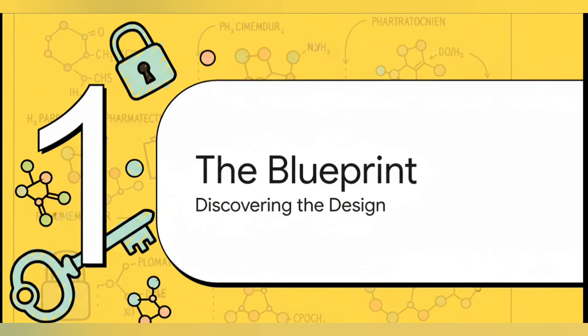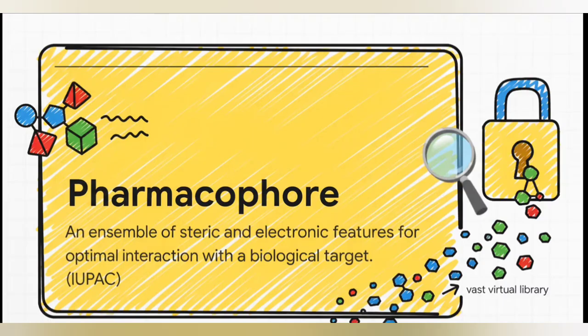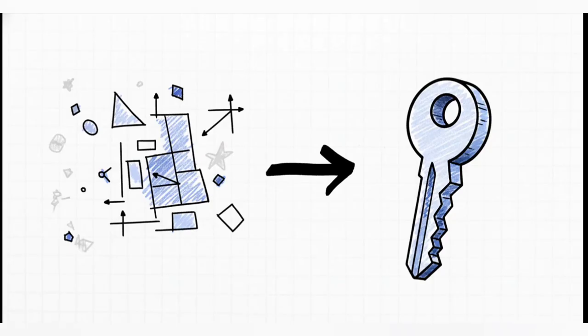Now, it's not the drug molecule itself. Think of it as the secret design, the essential blueprint that tells us exactly how to build the perfect key. Now, the official scientific definition from IUPAC, well, it sounds a bit dense, right? It talks about an ensemble of steric and electronic features. Really, that's just the precise scientific way of describing the specific 3D pattern a molecule needs to have to interact perfectly with its target. So let's just cut through the jargon.